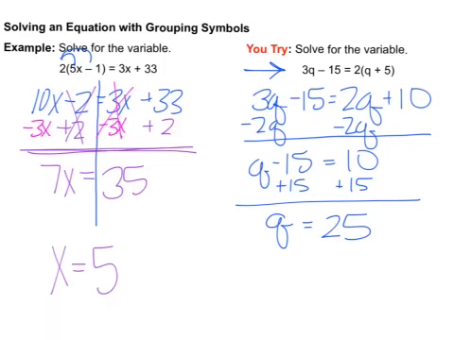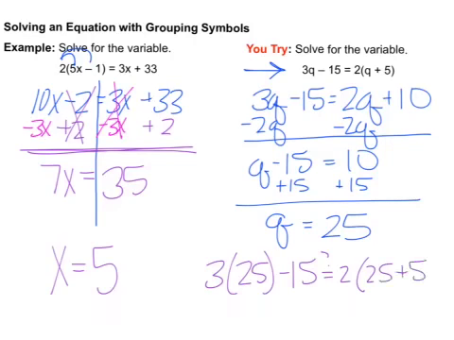And when I solve for q, I get q equals 25. And remember, you want to go back and check your solution. So you're going to do 3 times 25 minus 15. You're going to ask yourself, is that equal to 2 times 25 plus 5? You're going to see if it is true. And once you work it out, you should notice that, yes, it is true.